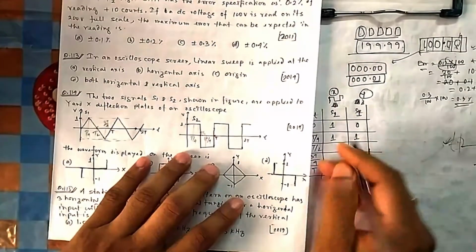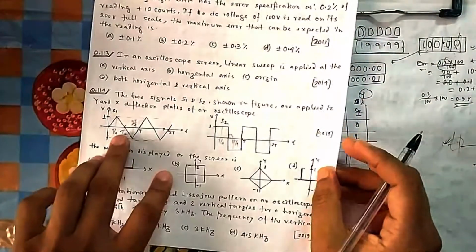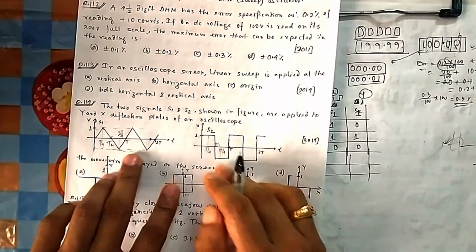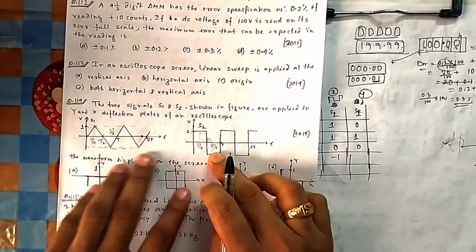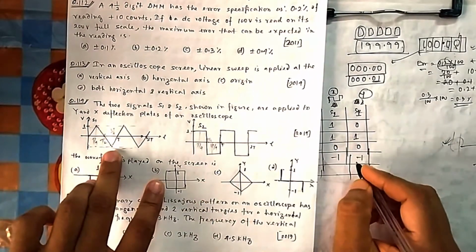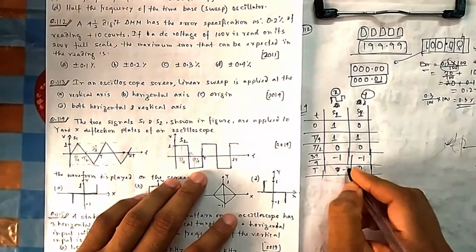So this is also 1. So at T by 2, it is 0. T by 2, it is also 0. At 3T by 4, it is minus 1. X. 3T by 4, it is also minus 1, and at T, minus 1.